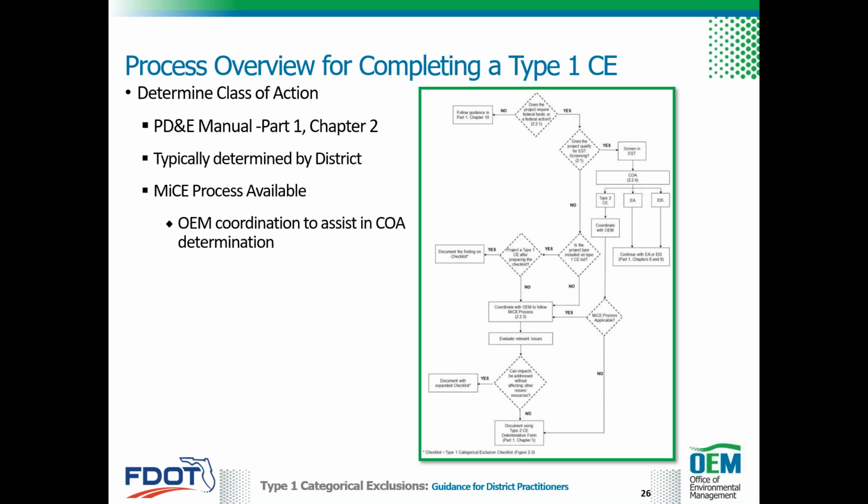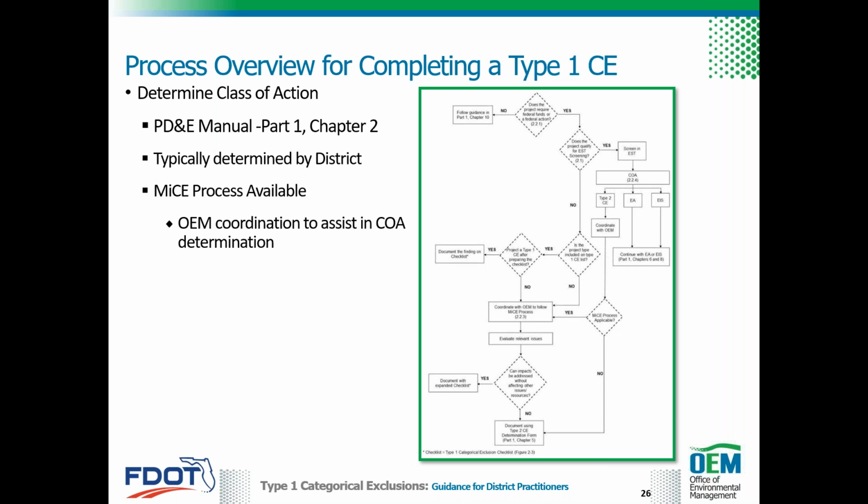The Minor Categorical Exclusion, or MICE, process is available for projects where the class of action isn't clear. There have been a number of situations where the districts have needed to coordinate with OEM to confirm that a Type 1 CE was appropriate, or to help determine which Type 1 is the appropriate type. Now, the purpose of the MICE process is to assist the districts in supporting CE determinations and providing specific documentation to address the potential impacts to those relevant environmental issues or resources without causing a change in the class of action, without causing it to be elevated.